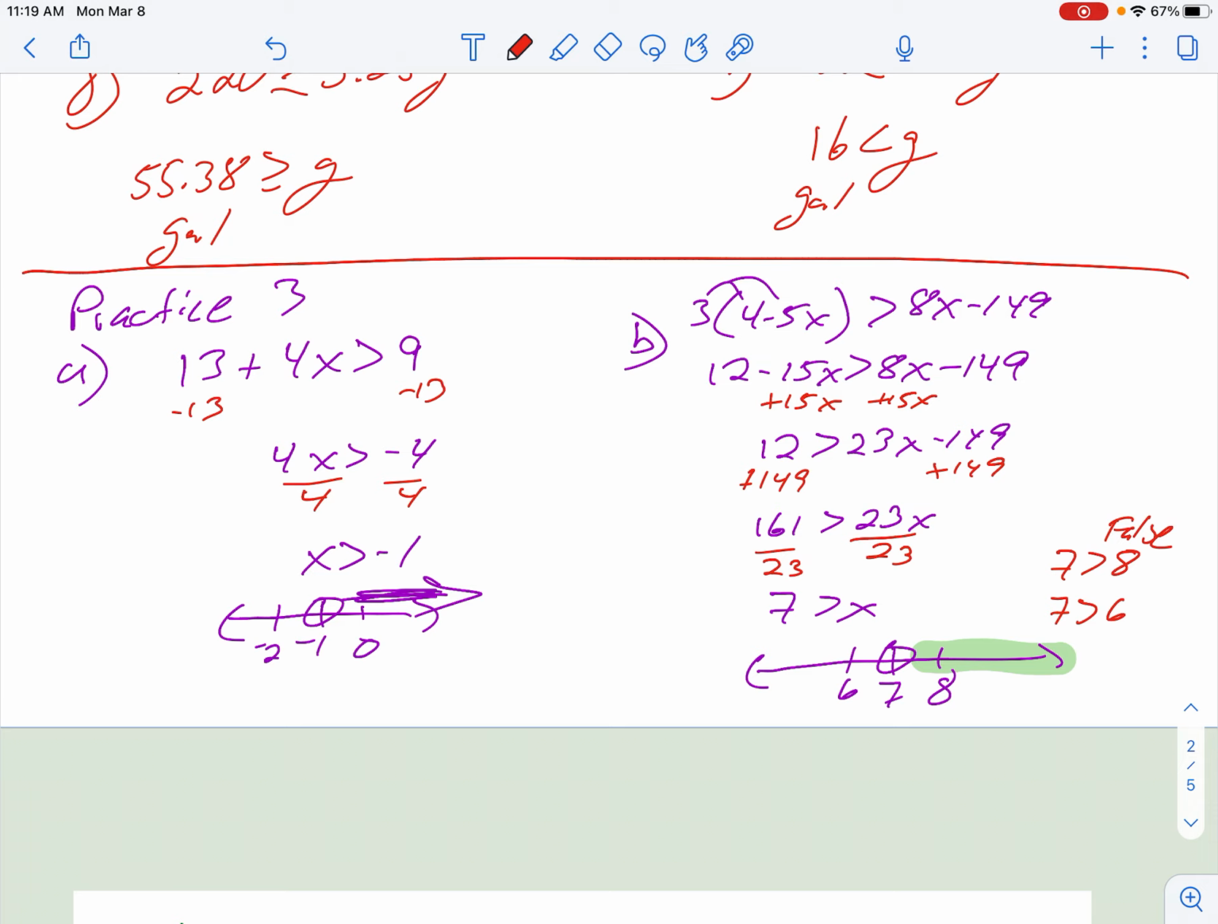7 is greater than 6. Now that is a true statement, and I would be shading then to the left. Okay? Pause.